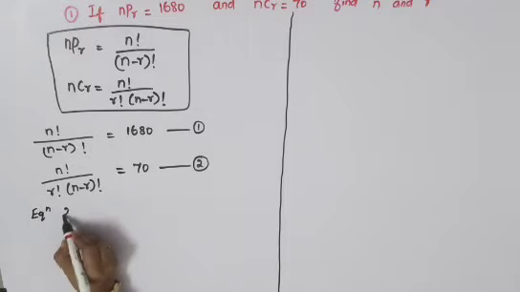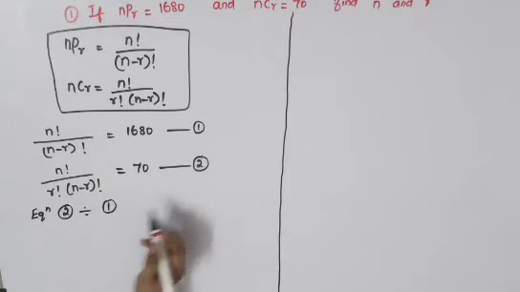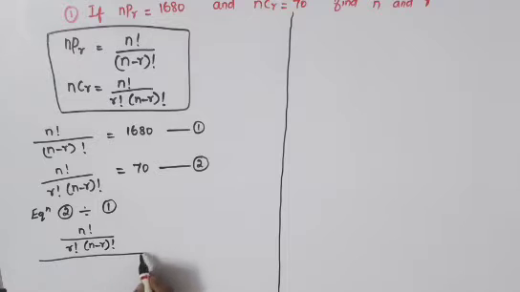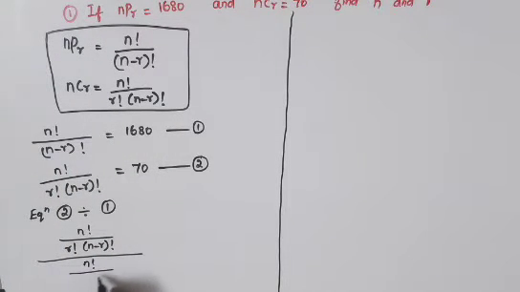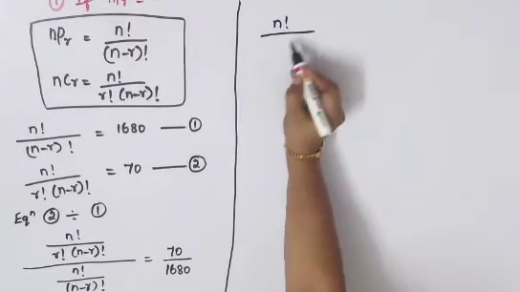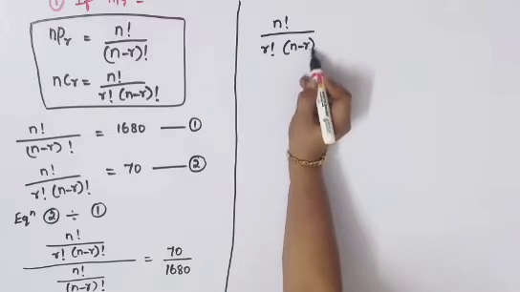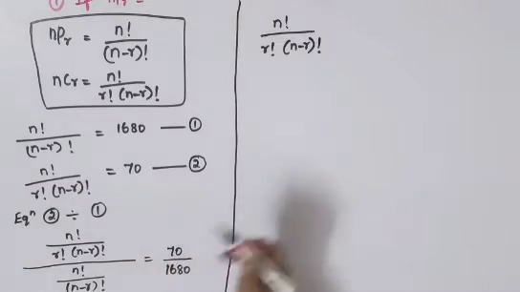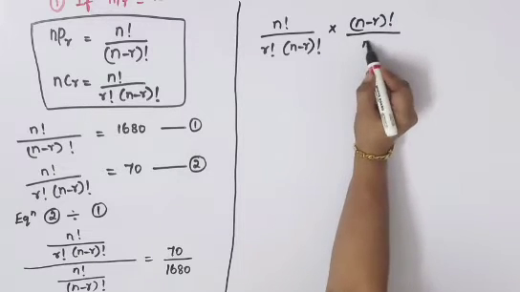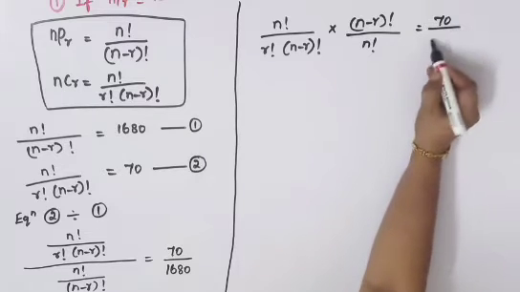Equation 2 divided by 1. So in the numerator write n factorial divided by r factorial into (n minus r) factorial, the whole thing divided by n factorial divided by (n minus r) factorial, which is equal to 70 divided by 1680. The numerator part we keep as it is, and the denominator we take as its reciprocal, that is into (n minus r) factorial divided by n factorial.